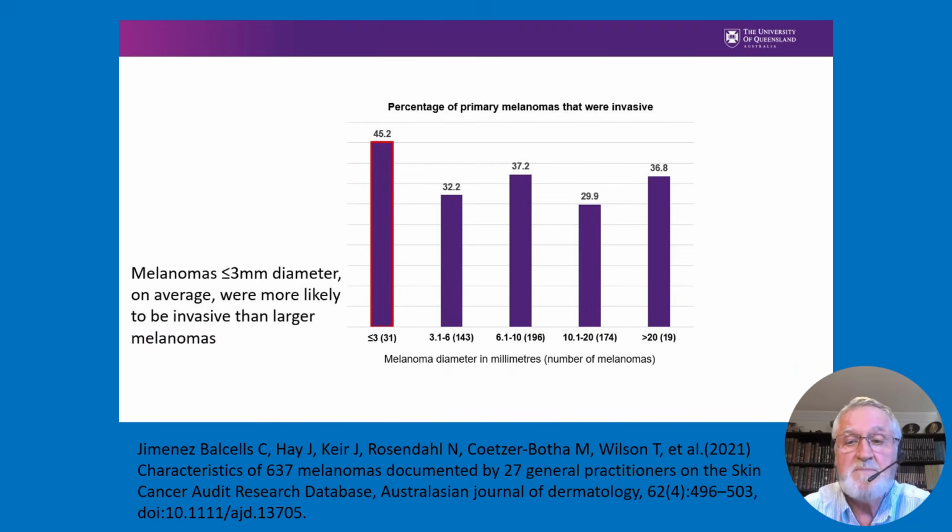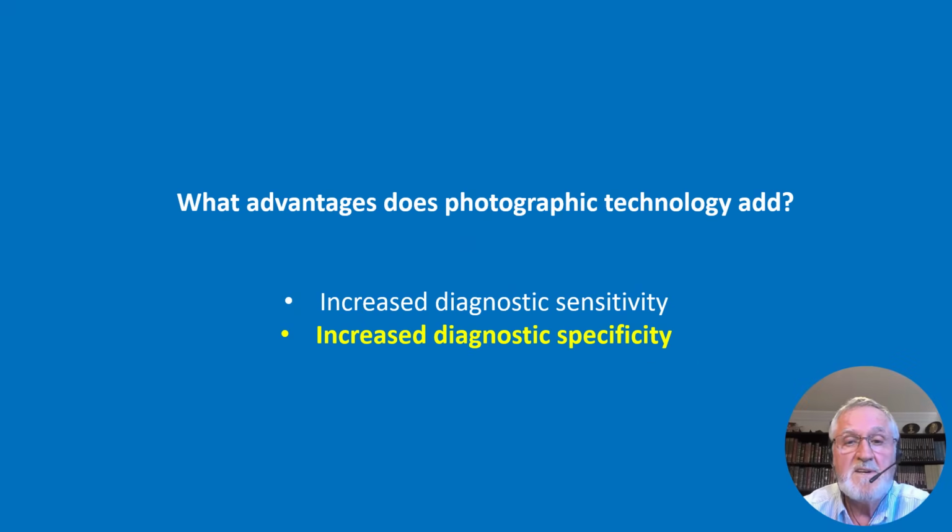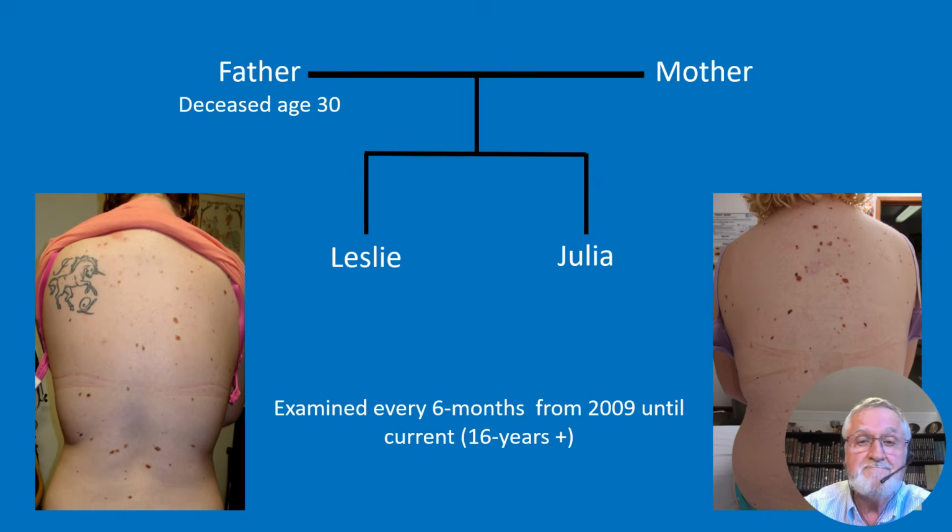In fact, this publication on scarred data from 2013 showed that small melanomas with a diameter of 3 millimeters or less were more likely to be invasive than larger melanomas. So detecting these very early melanomas is important. As well as giving us increased diagnostic sensitivity, using photographic technology gives us increased diagnostic specificity.